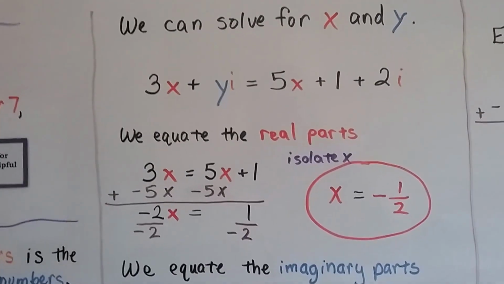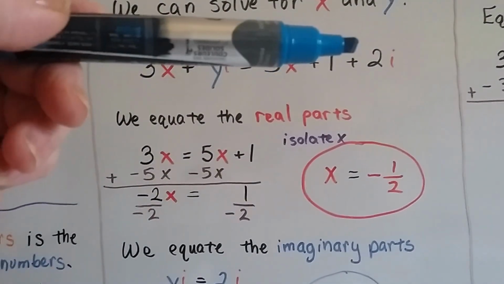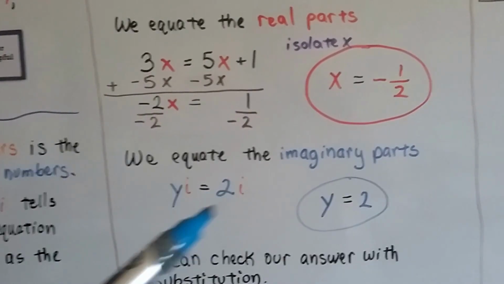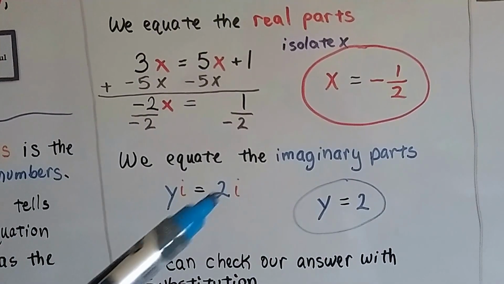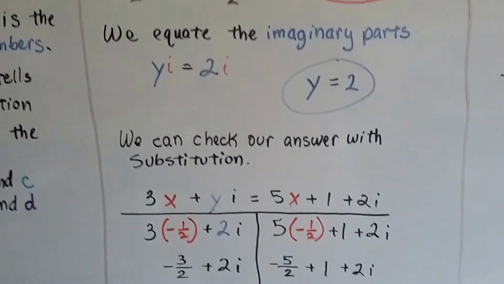Let's find y. We equate the imaginary parts. We have yi equals 2i. Well, you can just see with your eyes that that means y equals 2. Can't you? See? We can check our answer with substitution.